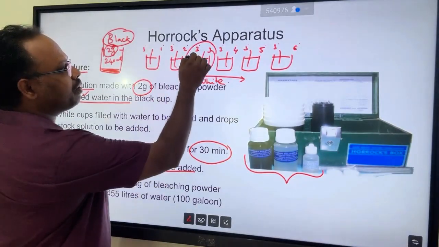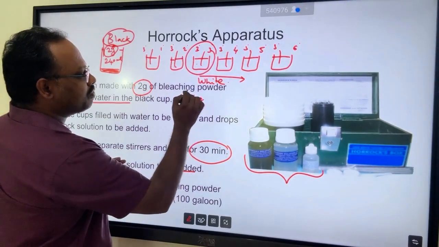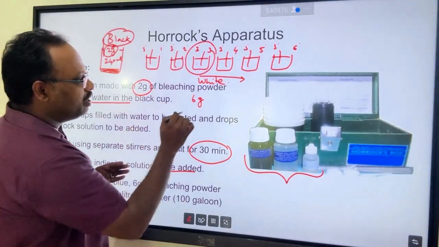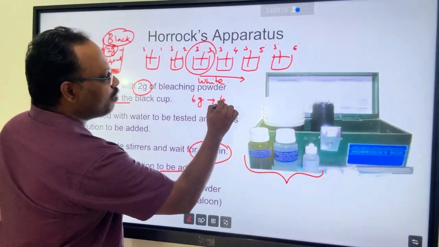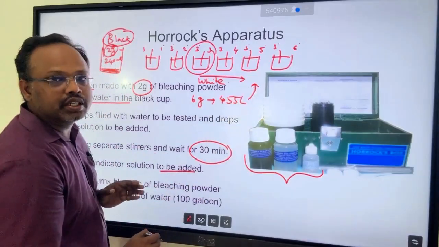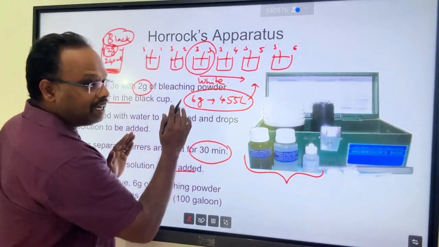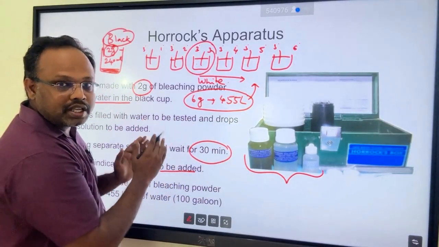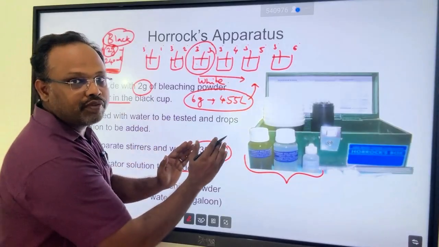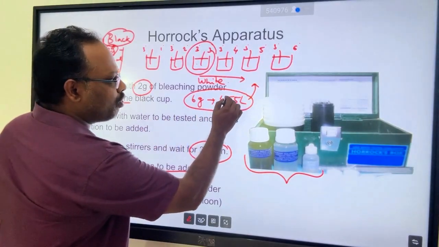If the third cup turns blue, we need to add 6 grams of that particular bleaching powder to disinfect 455 liters of this given sample of water. If the fourth cup turns blue, then we need to add 8 grams of the given sample of bleaching powder to 455 liters of the given sample of water. What is this 455 liters?